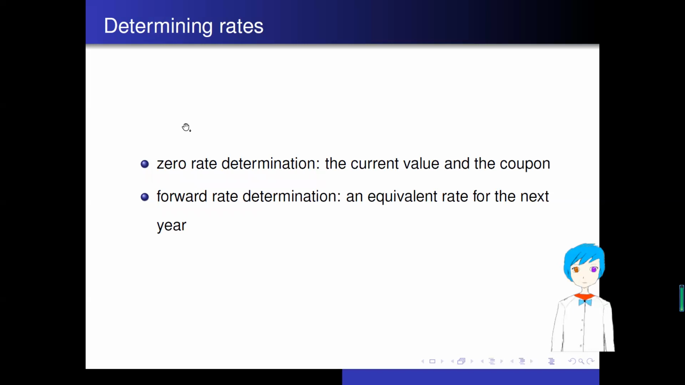We also talk about how to determine interest rates. For instance, zero rate determination, which is related to the current value and the coupon itself. We also have the forward rate determination. The forward rate is an equivalent rate for the next year. Suppose after several years, we wish to determine the next year's interest rate, then we can use the forward rate determination formula.